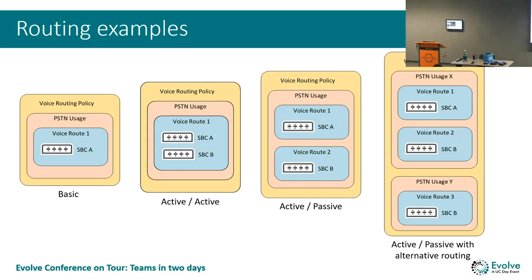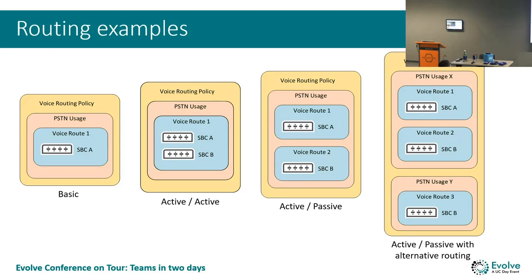But maybe you want to have active-passive, in which case you have a VRP with a PSTN usage and then 2 voice routes. And calls will only hit SBC B when SBC A is unavailable, assuming those voice routes have the same pattern assigned to them, okay? So it will be send everything to that one. If that one's not available, fall through to this one.